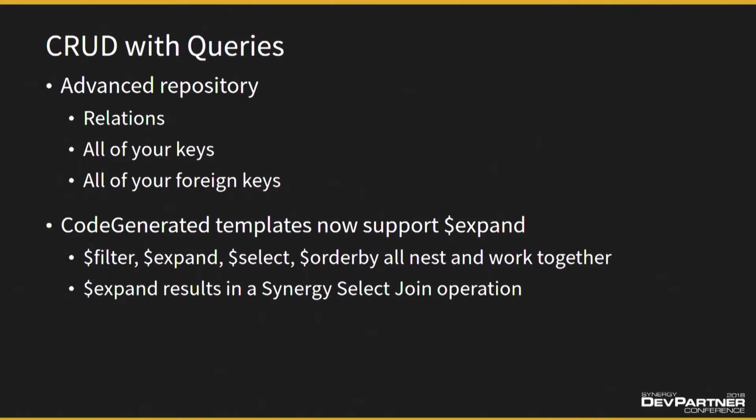The next layer of functionality that you can get is CRUD with queries. So you need a little bit more out of your repository in order to get this. So you still have to have keys defined and files defined and structures and fields defined. But now you need all of the keys that you care about to be defined. All your foreign keys that you care about need to be defined. And as many relations as you want to follow need to be defined. So relations are an important way that we essentially take the relations from your repository and they become exposed as navigation points.